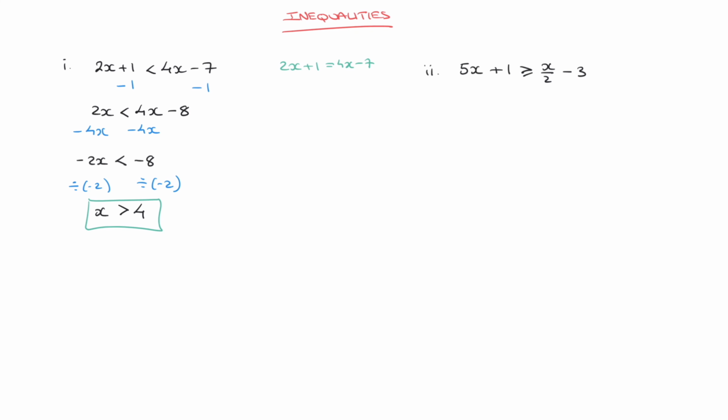Okay? Now again, we're going to solve this the same way. I'll choose to gather all the x's on the left-hand side, and so to do that, I'll start by getting rid of the 1 that's being added to the left-hand side. And I do that by subtracting 1 from both sides, of course. Okay, so that turns into 5x greater than or equal to x over 2 minus 3 minus 1. So that becomes minus 4.